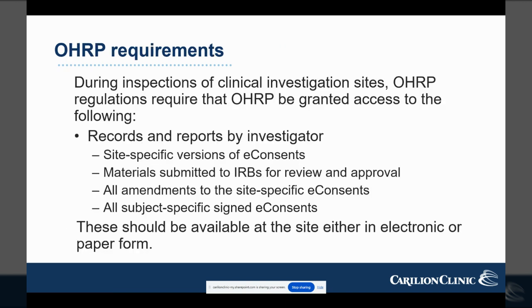For OHRP inspections, they need access to all your records and reports, including site-specific versions of e-consents, materials submitted to the IRBs, all amendments, and all subject-specific signed e-consents. Keep these available either electronically or on paper.